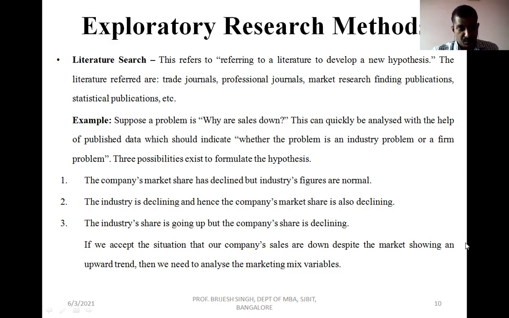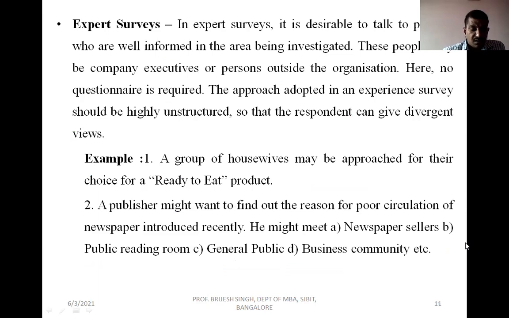Okay, next you have expert surveys. When you talk about expert surveys, it is desirable to talk to persons who are well informed in the area being investigated. If you are starting with any topic, you will always know who the right customers are, who the right expert people are. With their help, you can investigate your issues.